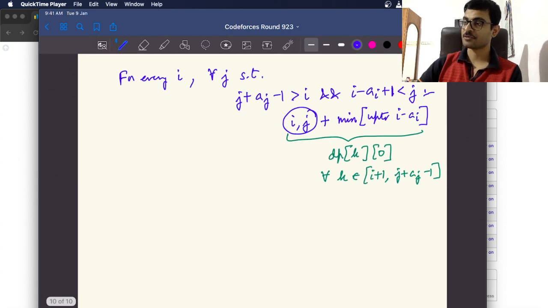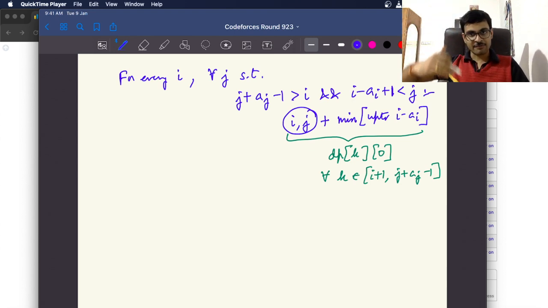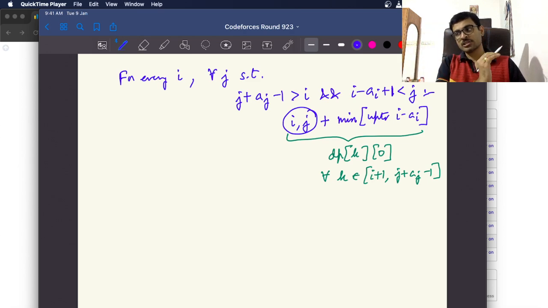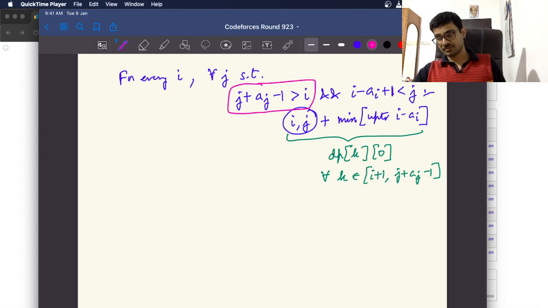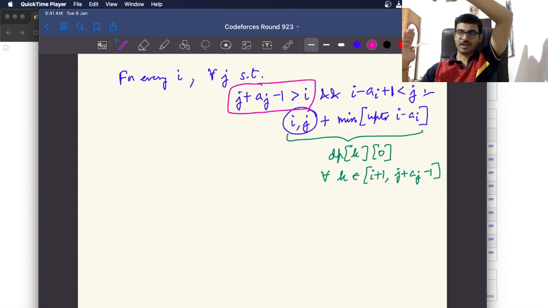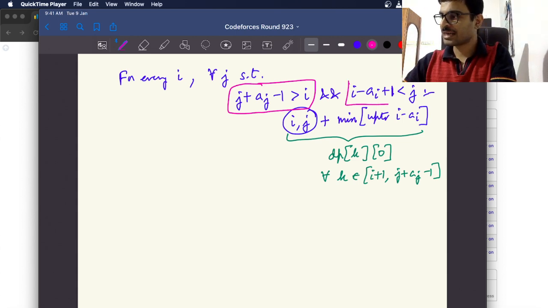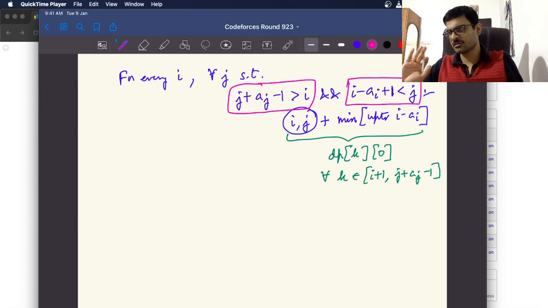So I'm basically applying this step that for every I, when I'm filling up the dpi values, I'll also consider all the j such that j plus aj minus 1 is greater than I. That means j goes up to at least one element after I, and I goes up to at least one element before j. I minus ai plus 1 is the leftmost element for I to cover on the left. So if that goes at least one element before j, then only there is a point to this entire thing.